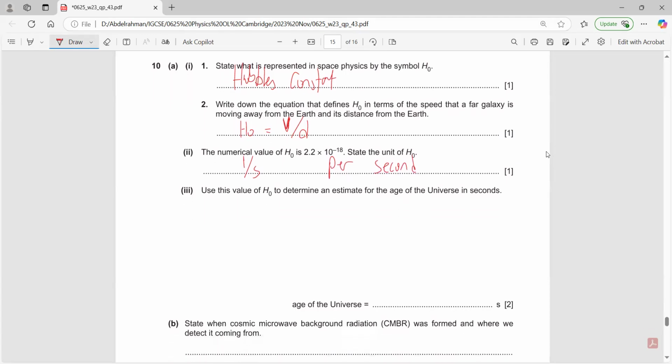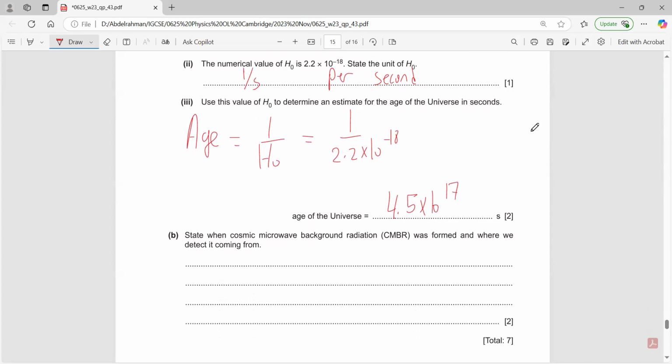Use this value of H naught to determine an estimate for the age of the universe in seconds. To find the age, it would be 1 over H naught, which is 1 over 2.2 times 10 to the negative 18. Just plug it in your calculator. It would give you a huge number of 4.5 times 10 to the power of 17 seconds. We can convert it later on to years, which would be around 14 billion years.